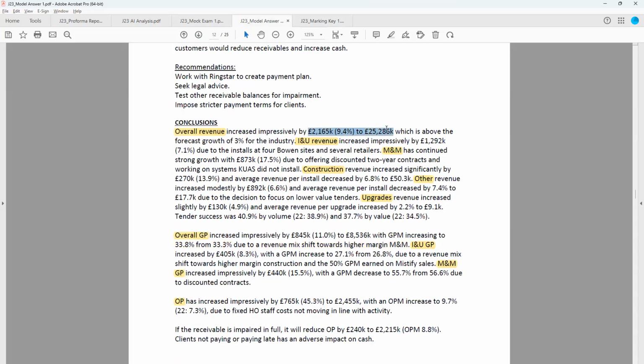Overall revenue went up by this, higher than the growth in industry. ICAEW revenue went up by this because of the installs. M&M went up by this because of the change in the contracts. These are facts. So if you were to rewrite it for your exec summary, it would end up looking the same because the facts are the same. So in terms of using a bit of technology to save yourself some time, you could copy this over as a starting point.